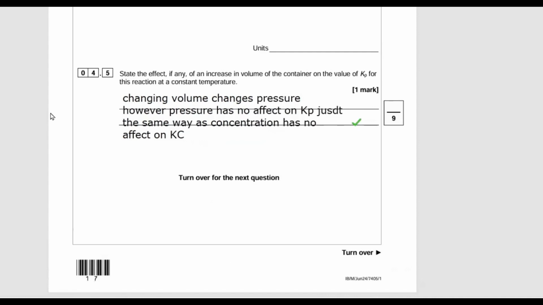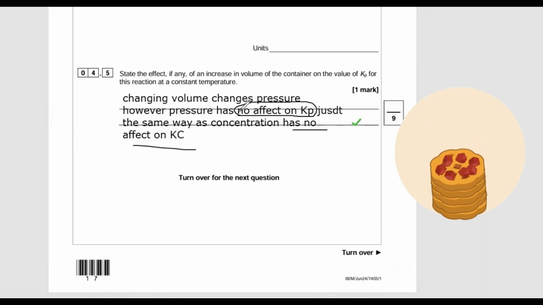Okay. So basically, we didn't need to say any of that. We just had to state it: no effect on Kp. That's the bit that I needed to say. All the rest of it is waffle. And the reason why is everything stays in the same ratio above and below the line. So Kp will be the same regardless of what you do to the volume. The pressures will change by the same amount on either side. Okay, right. That's the end of the question.